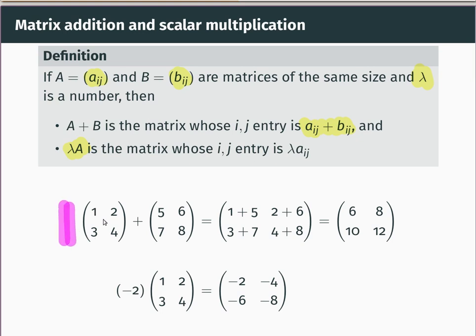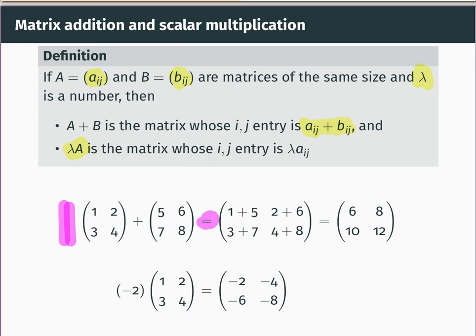So here is an example of matrix addition. We have two matrices of the same size, and that's important. We never add two matrices of different sizes. But here we have two 2 by 2 matrices, and there is their sum, and you can see what we've done is simply added the corresponding entries.